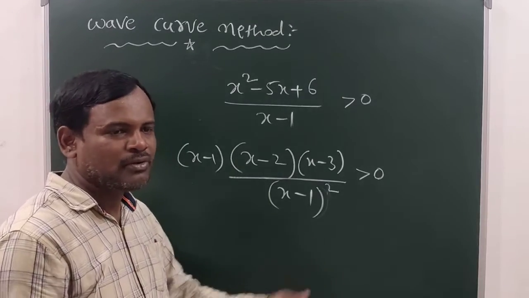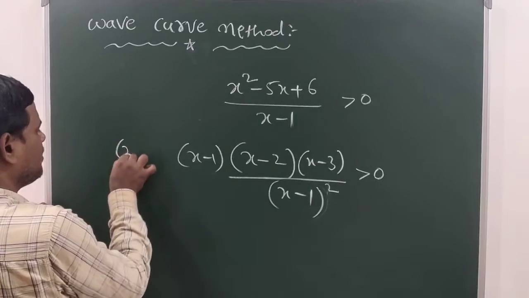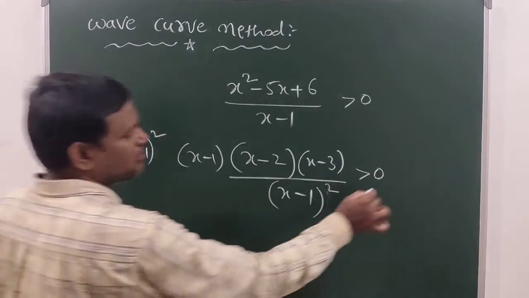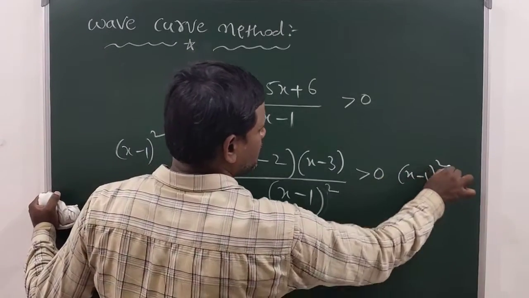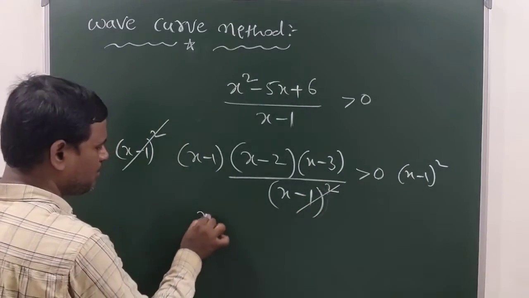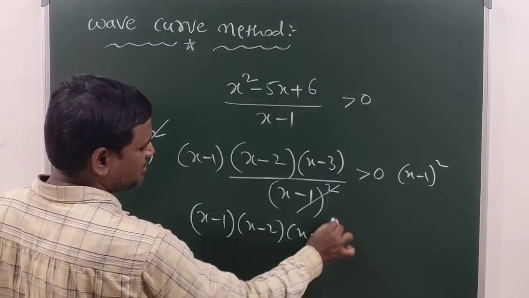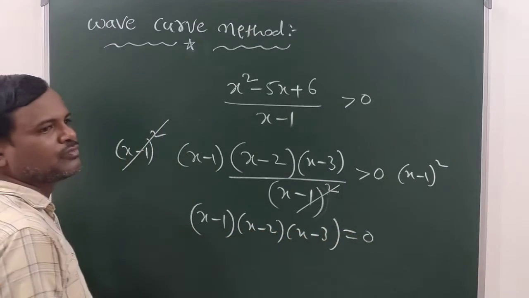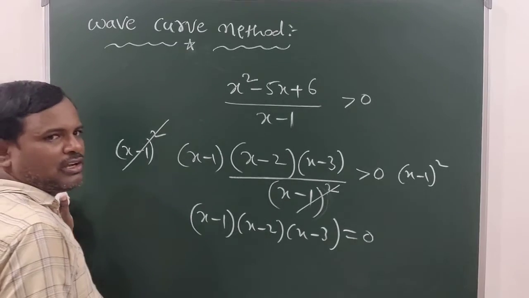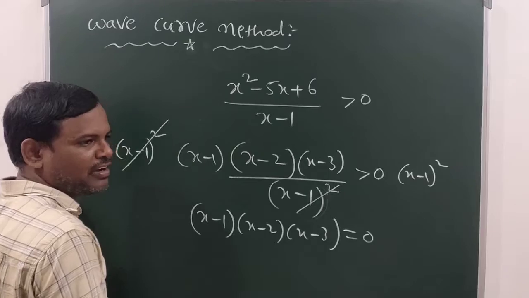In the next step, multiply both sides with this denominator after making it even. Here (x minus 1) whole square, here (x minus 1) whole square, and this one cancelled. 0 into something is 0. In the next step, (x minus 1) into (x minus 2) into (x minus 3) is greater than 0. Okay, right. Now identify the critical values of these three linear factors.